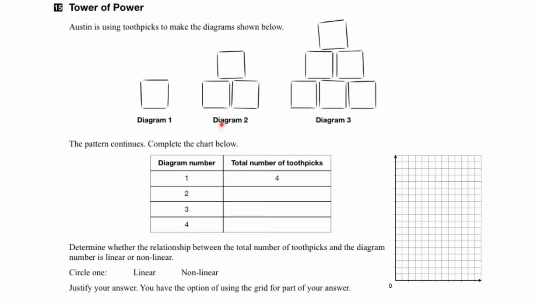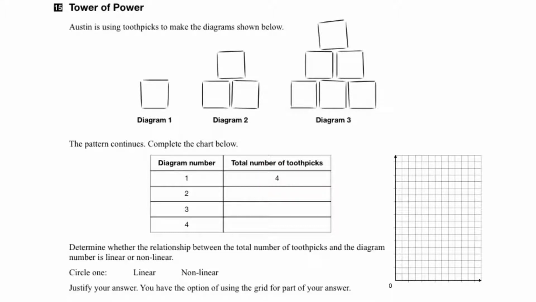In this question, we're given a pattern, and we have to determine whether or not this pattern represents a linear relationship. That relationship would be between the diagram number and the number of toothpicks used to make the diagrams. To help us out, we're given a table of values here. On the left is the diagram number, on the right is the number of toothpicks used.